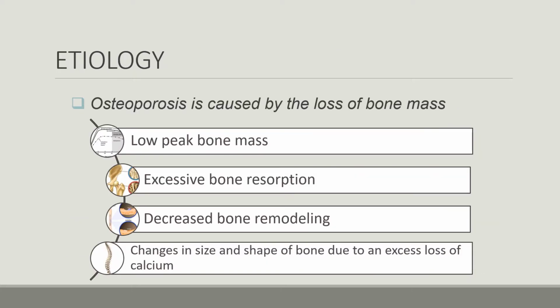Osteoporosis is caused by the loss of bone mass. This may be because of low peak bone mass, which is the maximum bone mass in a lifetime, excessive bone resorption, where bone formation is not enough to compensate, decreased bone remodeling, where there is less bone formation, and changes in size and shape of bone due to excessive loss of calcium.